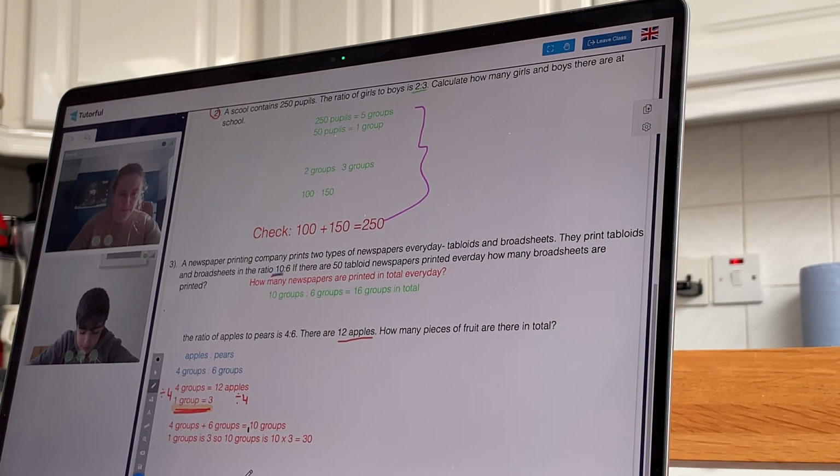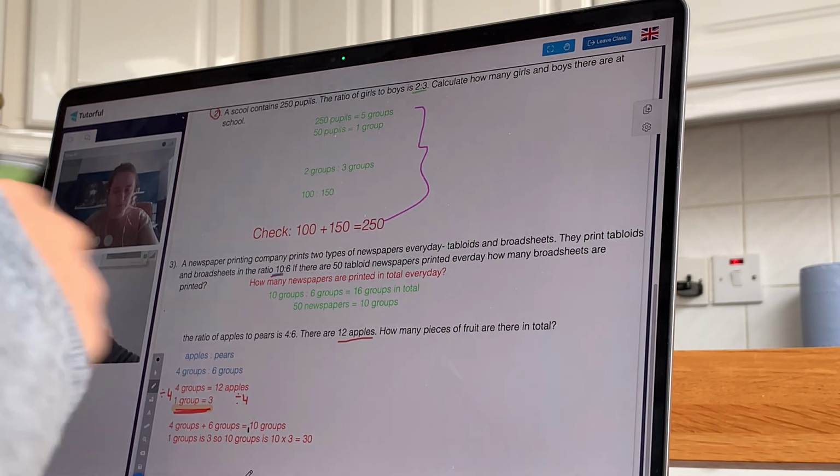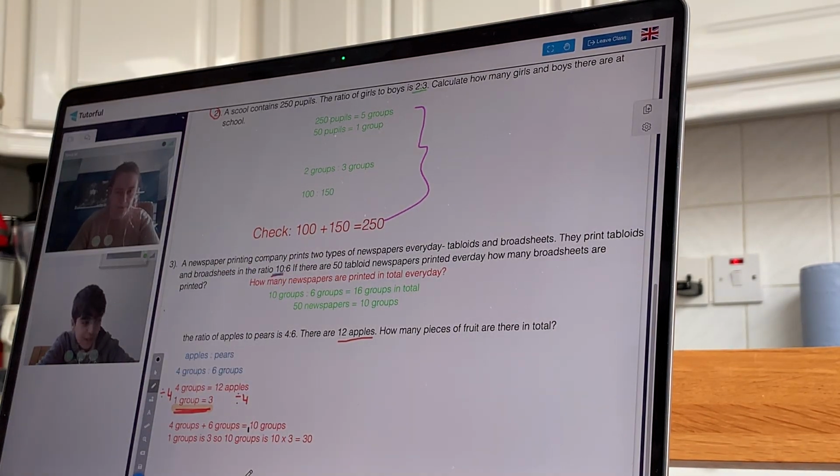And then we've got 50 newspapers, which is equal to 10 groups, because there's 10 groups of tabloids. So then how many newspapers are in one group? Wait. So we got 50 to 10, and then we have to find the 6 now. The 6. 60 divided by 5.